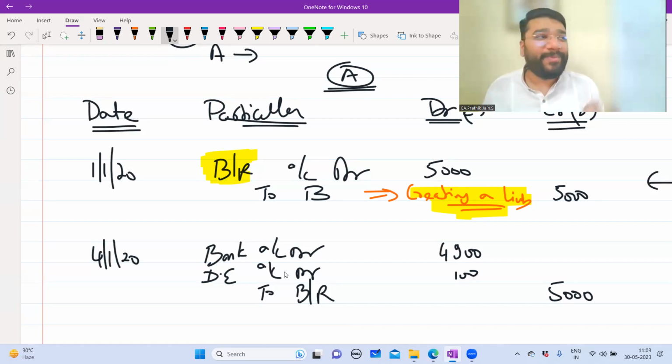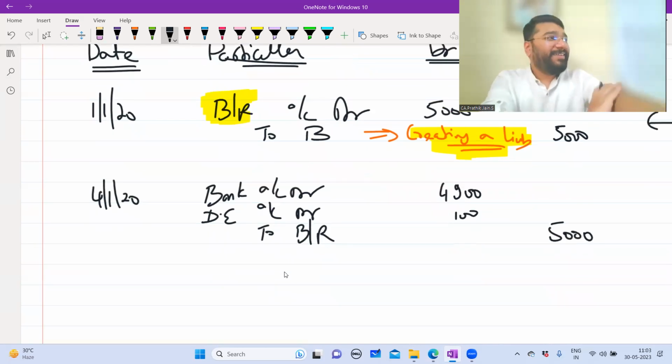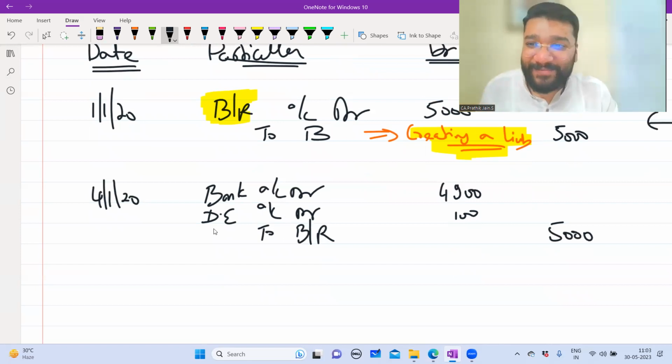There is a nice word in Hindi, but I cannot use that. Anyways, it's coming in sync and rhyming, but that'll be very bad if I use it.